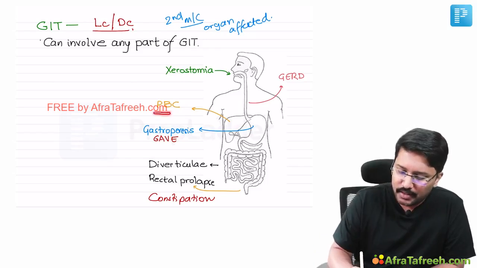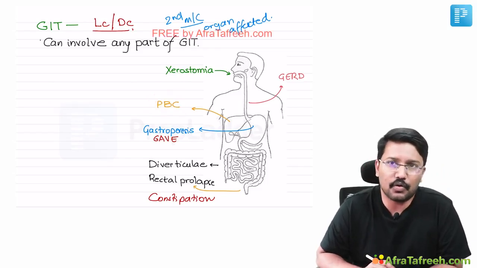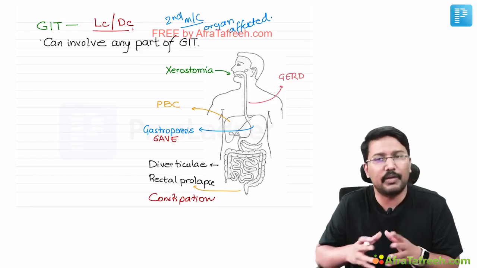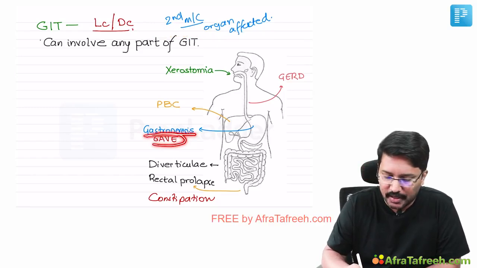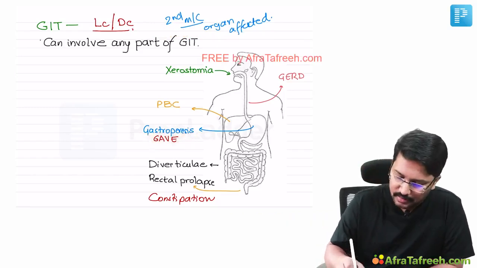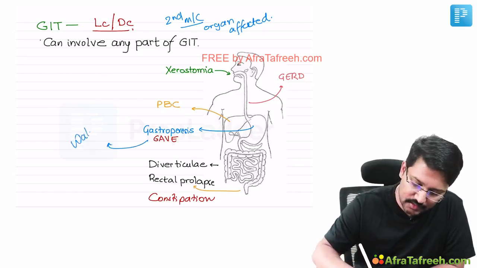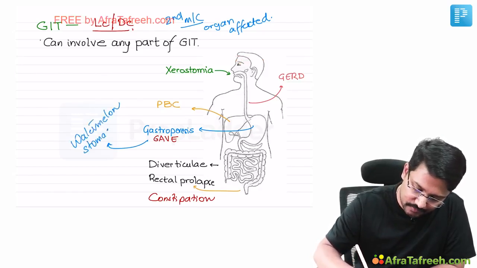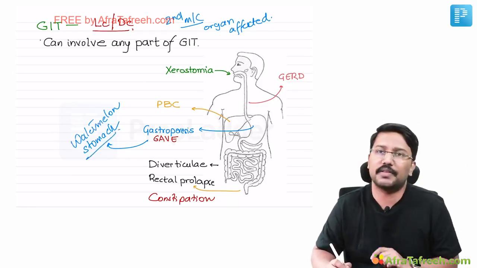Then if you look at the liver involvement, it can be associated with primary biliary cirrhosis, right? And if you talk about the involvement of the stomach, two things can occur. Patients can develop gastroparesis. Again, that will be a difficult to treat gastroparesis. And patients can also develop gastric antral vascular ectasias, GAVE, which we recognize by its characteristic endoscopic finding, watermelon stomach, right? Watermelon stomach.